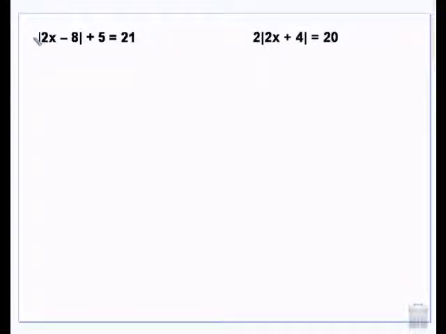I need to get the absolute value by itself, so I'm going to subtract 5 from both sides. Okay, which gives me the absolute value of 2x minus 8 is equal to, let's try 1 minus 5, 16. Okay, now I have the absolute value by itself, and this is still positive, so it's solvable. This is when the split has to occur. I'm going to turn that one equation into two.